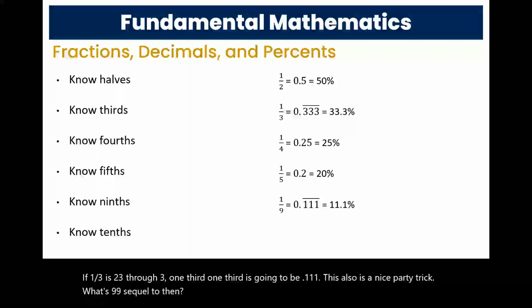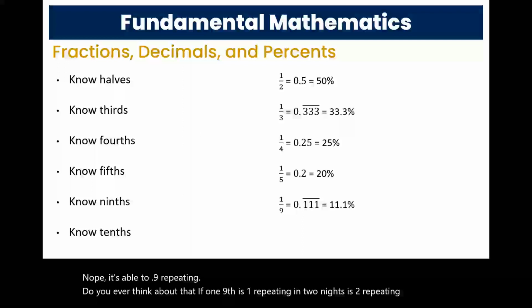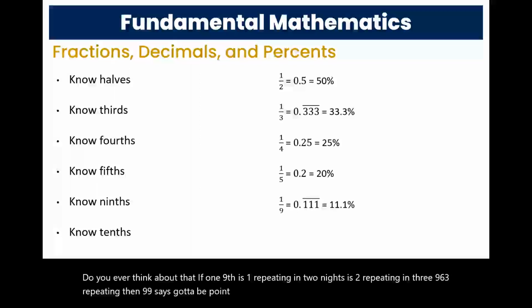A little bit of a math insider joke. 9/9 is equal to what? Nope. It's equal to 0.9 repeating. Did you ever think about that? If 1/9 is 0.1 repeating and 2/9 is 0.2 repeating and 3/9 is 0.3 repeating, then 9/9 has got to be 0.9 repeating. It's actually funny enough.